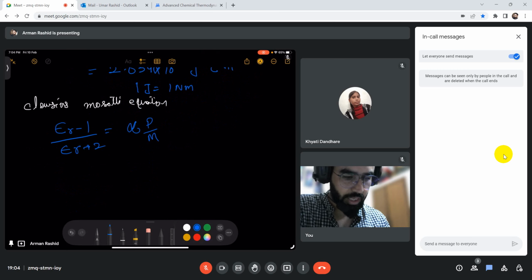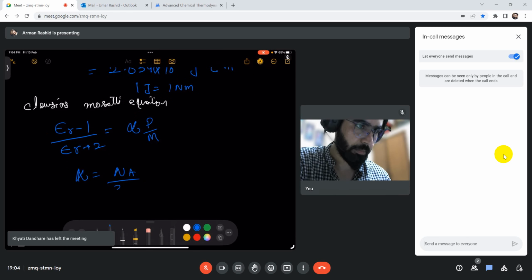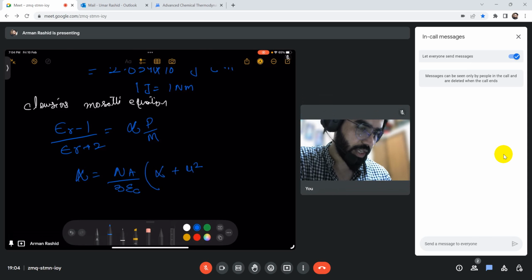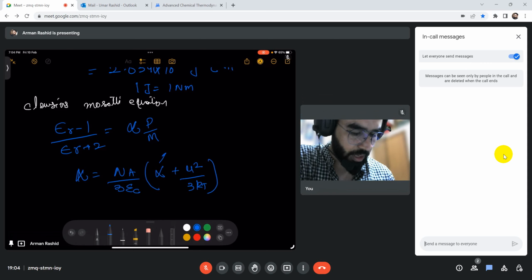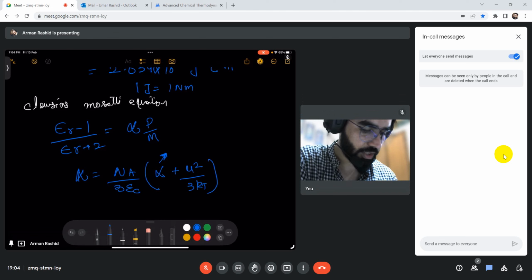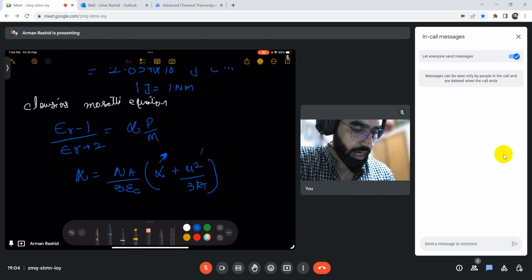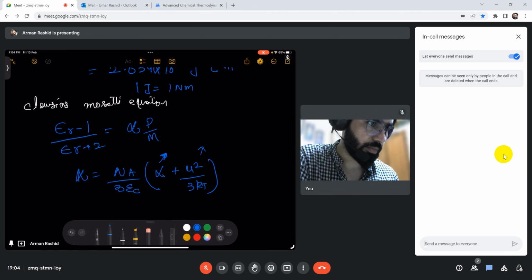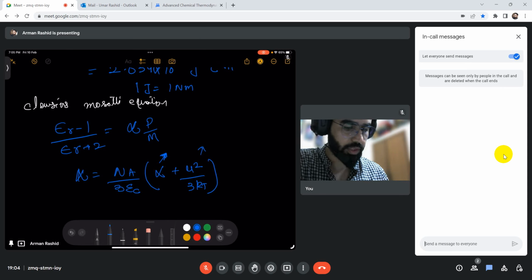Now we know that the total permittivity, alpha, will be equivalent to Na by 3 epsilon 0, alpha plus mu square divided by 3kT. See, this is the induced polarization and polarizability, and this is the orientation polarizability. So we have to include both in here.